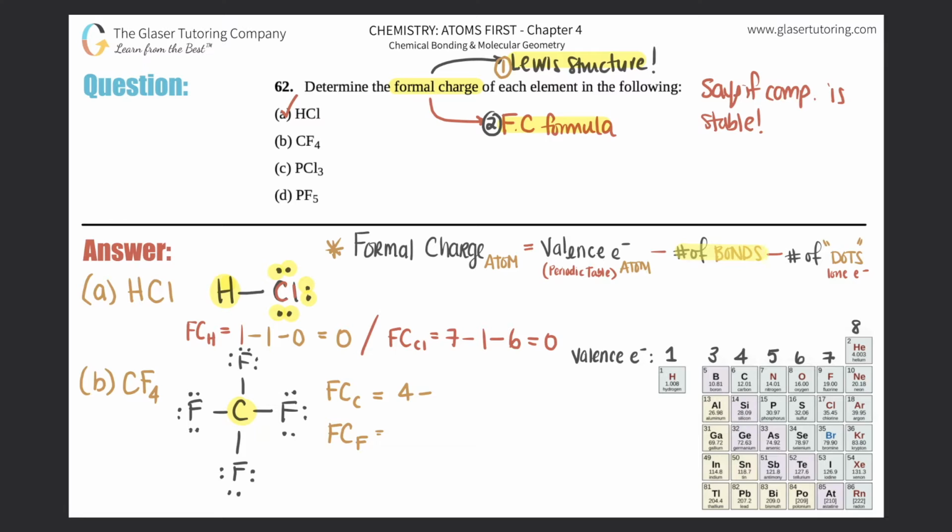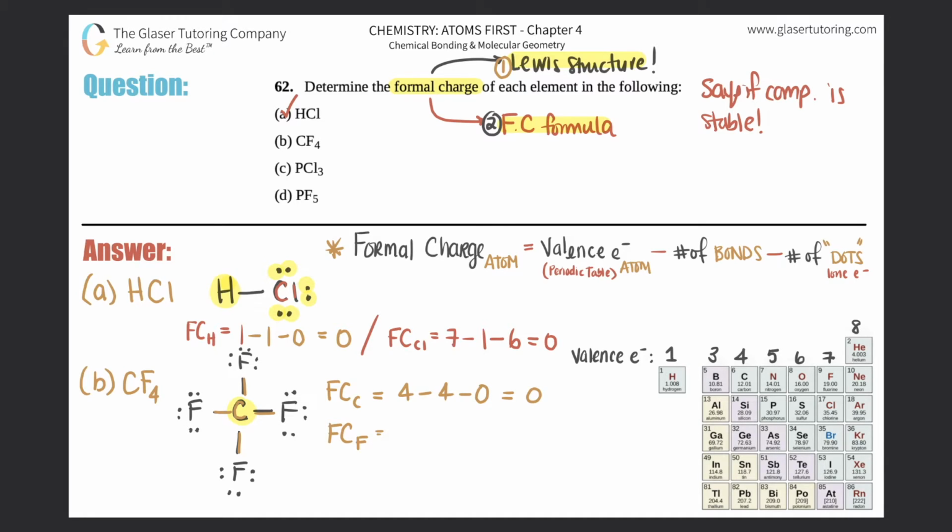Now, how many bonds does the carbon have? So now here, this carbon has 1, 2, 3, 4 bonds that are attached to the carbon. So that would be minus 4. How many dots does carbon have, or how many lone electrons does it have? Well, if you look at the carbon, does it have any dots? No, I don't see any dots here, right? I just put those in just to show you guys, but it doesn't have any dots, so minus 0. So the formal charge of carbon would be 0 if you did the math.